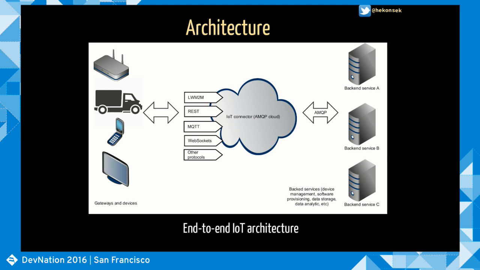If you would like to use this kind of protocol, you can use something that we call an IoT connector. This is a small process that is responsible for bridging a protocol like MQTT into AMQP. Then you have backend services that can read from the AMQP cloud and process the messages that are sent from the devices.